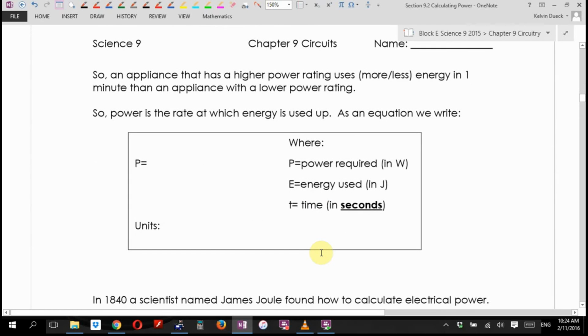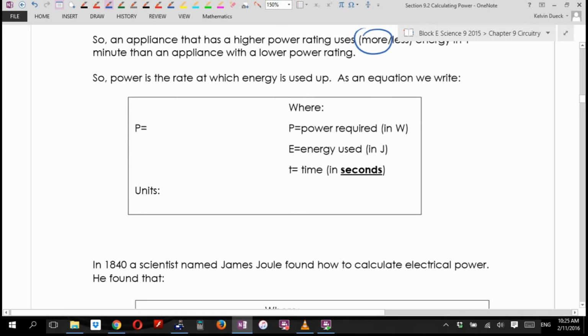So, an appliance that has a higher power rating uses more energy or less energy? More. In 1 hour, or 1 minute, or 1 second, than an appliance with a lower power rating. Power is the rate at which energy is used up. As an equation, we write this: power is energy divided by time.